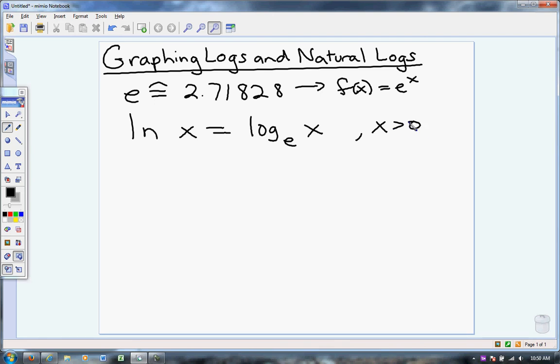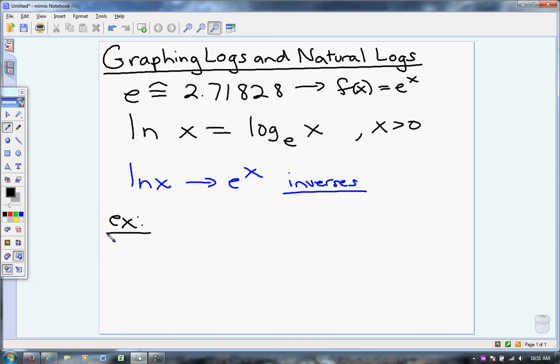Now, we're going to talk about the relationship between the natural log of x and e to the x in a minute. But it's a very important relationship. These two are inverses of each other. All right, and we'll talk about that some more in a minute. But first, let's do some basic problems, just understanding some properties.